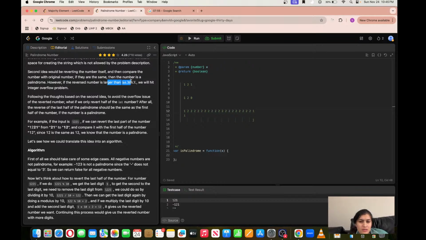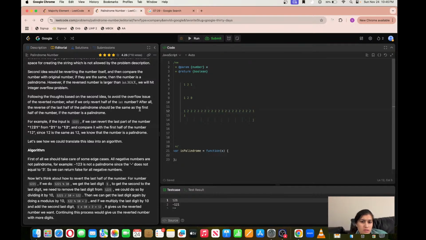That it can be greater than integer dot max. But how can the reversed number be larger than integer dot max? If I am given a number and I reverse that number, how can it be greater than integer dot max? I don't know, because if it is in the order of 32 digits, even if I reverse it, it will still be in the order of 32 digits, right?